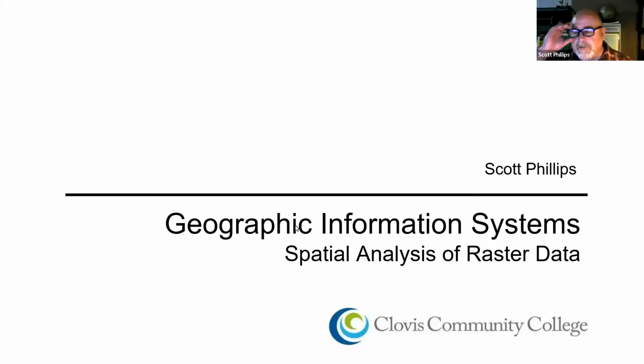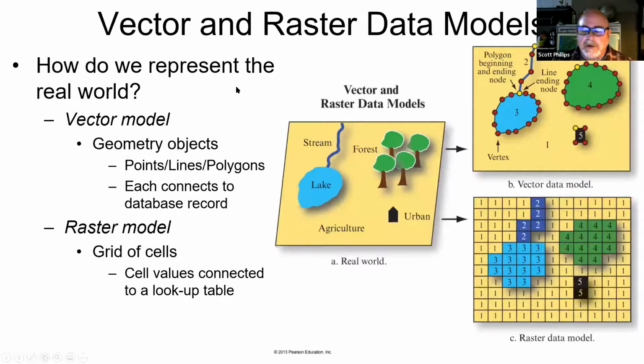Okay, this is part 2 of our GIS analysis short videos. And this time we're covering spatial analysis of raster data. So if we're going back to the beginning, we talked about how we represent the real world. We can represent it with vector, which is geometry, or raster, which is a field of numbers, a grid which covers our study area with numbers that can either be actual values like elevation, or it can be codes that can be linked to some other attribute table.